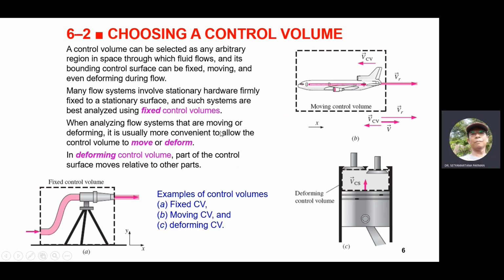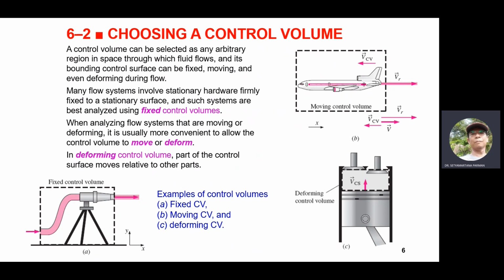When analyzing flow systems that are moving or deforming, it is usually more convenient to allow the control volume to move or to deform. So for example, when we analyze an aircraft flying in the air, we make a moving control volume that is following the whole body of the aircraft. So this is the description of the moving control volume, when analyzing flow systems that are moving or deforming.